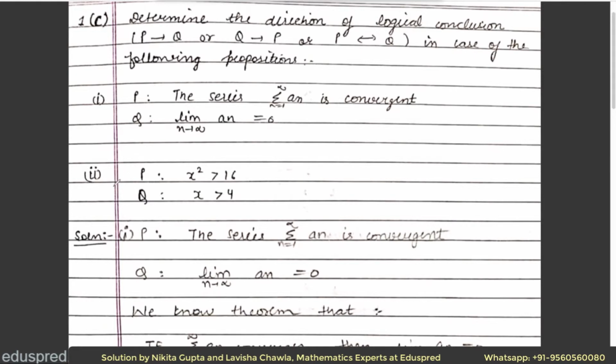And in the second part, we have statement P as x square is greater than 16 and statement Q as x is greater than 4. Now, with these two statements in both the parts, we have to determine whether P implies Q or Q implies P, or there is an equivalence between both these statements. Before determining the direction of implication, let's first understand the meaning of each statement.